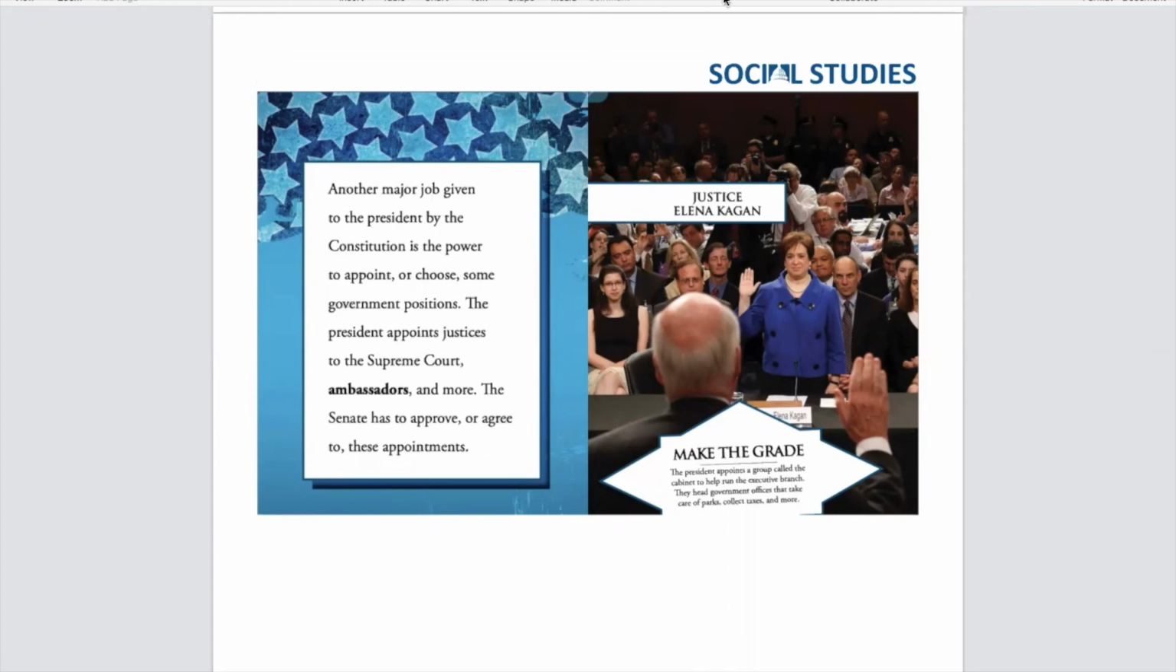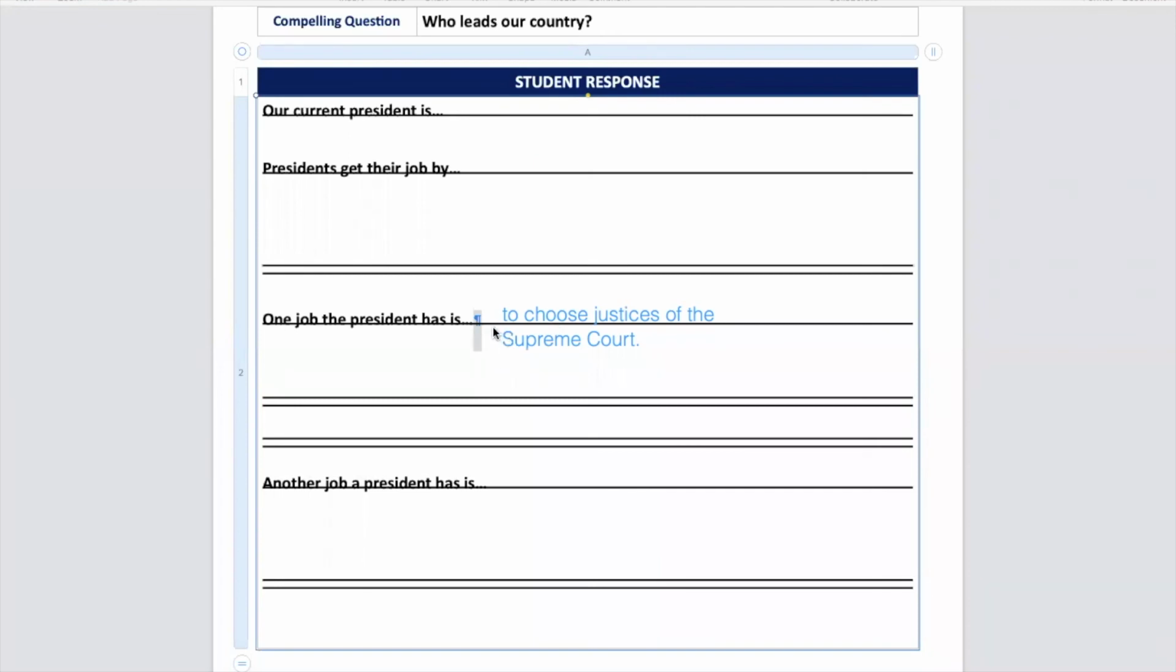I'm going to get out my pen to underline some important facts. Here it tells us the president is able to appoint or choose justices to the Supreme Court. This is a very important position in the United States government. I added my answer here to complete the sentence. One job the president has is to choose justices of the Supreme Court. Now try the last part on your own. Another job a president has is.